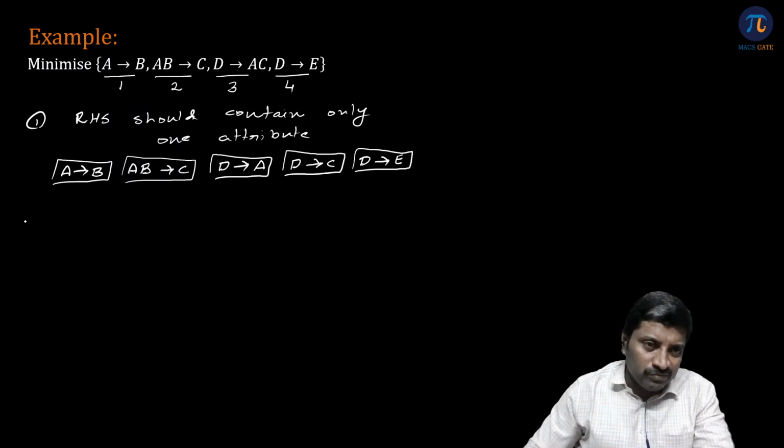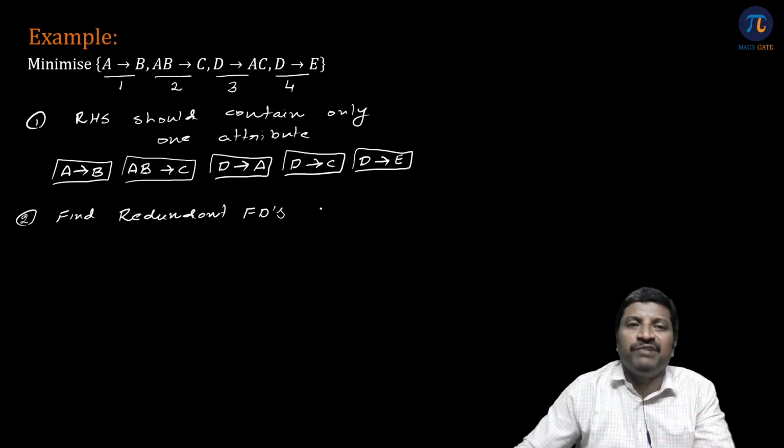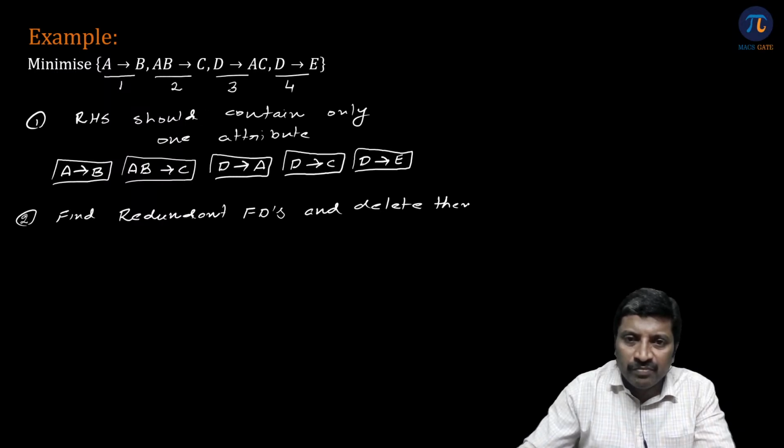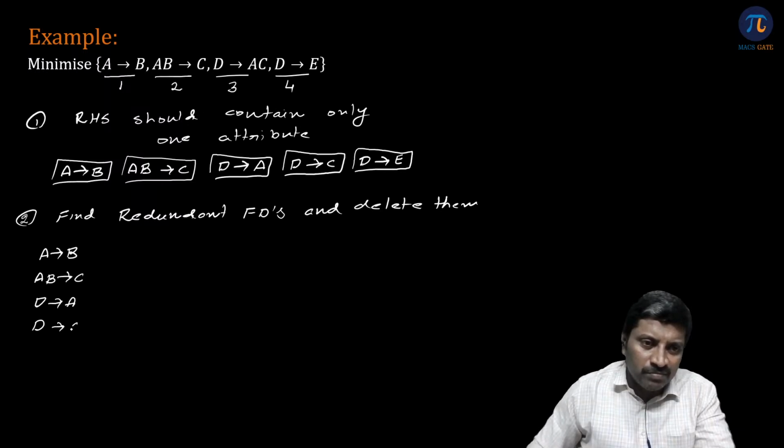So what I do is, we do the steps. What are the steps? We need to find redundant FDs and delete them. So what we do? Let me do the first one. A implies B, AB implies C, D implies A, D implies C, D implies E.